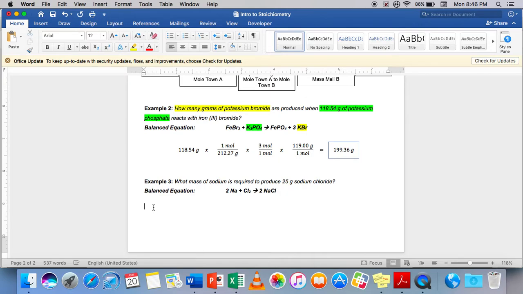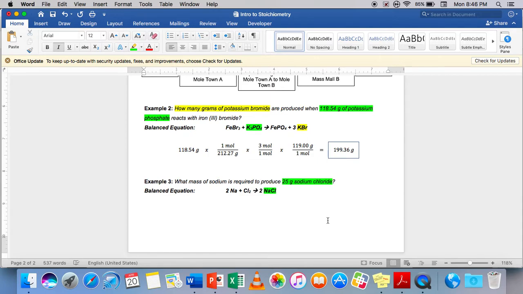Do you remember what step number 1 is? If you don't remember, check the top. Step 1 is to highlight in green what you are given. What are you starting with? That is the number, 25 grams of sodium chloride. Sodium chloride, do you remember what the chemical formula is? That would be NaCl. And again, I'm going to highlight that green.